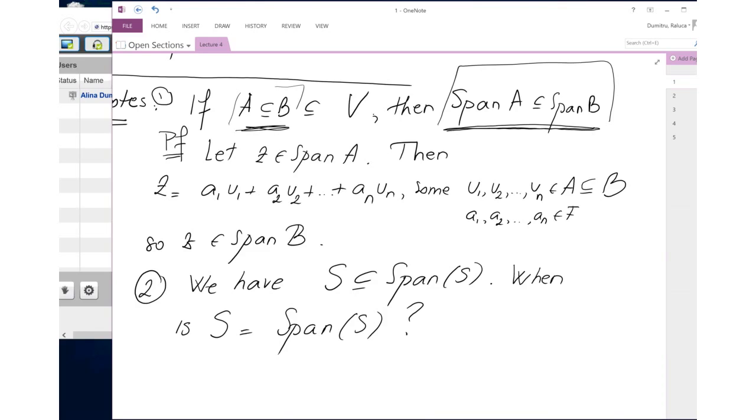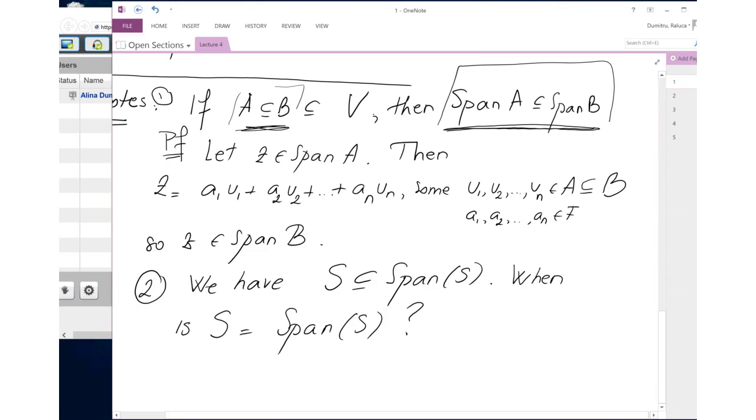Infinitely many, right? The span is a set containing all the possible linear combinations. So if S contains a finite number of vectors, its span is going to be infinite, so they can never be equal to each other, right? So S has to be large in order for this to make sense. Okay, now what do we know about the span of S?